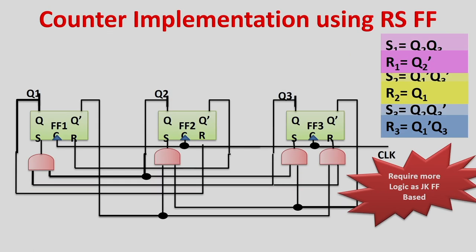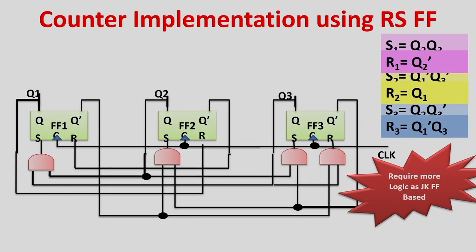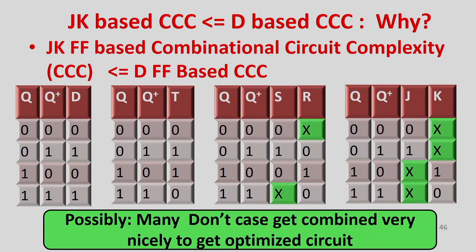If you are using T flip flop, it is still 3 plus 3 plus 2. So, in case of T flip flop also, it requires 8 extra gates, and 8 is greater than 1, so it still requires more logic as compared to JK flip flop. In case of RS, the number of gates is 1, 2, 3 and 4. We require 4 extra gates, because 4 AND operations are required, and 4 is greater than 1. And if you use JK flip flop, only 1 is required. Why is it happening?